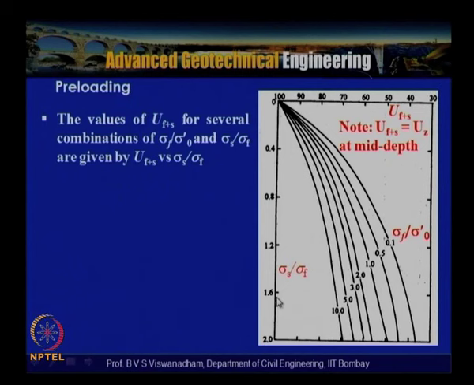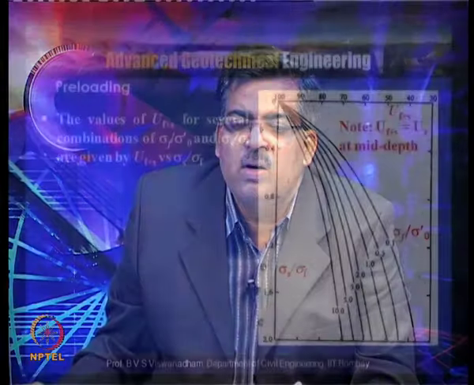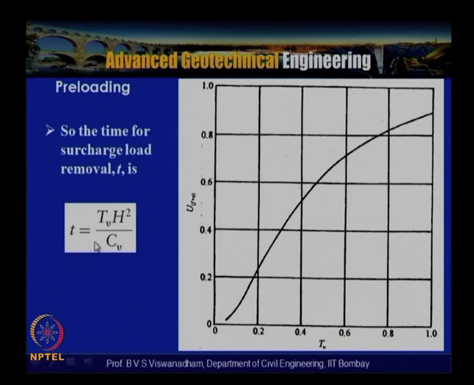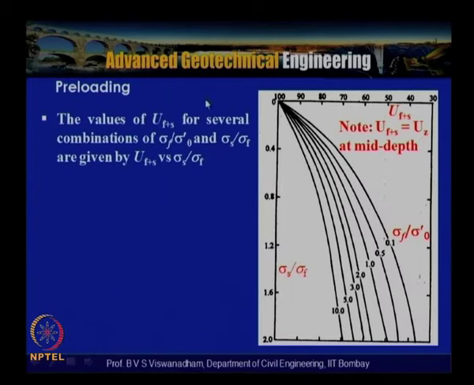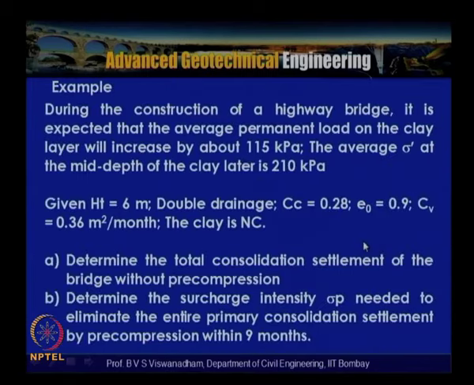So once the period of placement is known, we can find this out, or vice versa, once the fill surcharge is known, we can go in the reverse direction and calculate the time. So once we know sigma f and sigma naught dash, and sigma s and sigma f, we determine U F plus S, then calculate the time factor, and then calculate the time which is required to be maintained in order to achieve the settlement which is anticipated without any permanent load. So this is the procedure for the preload.